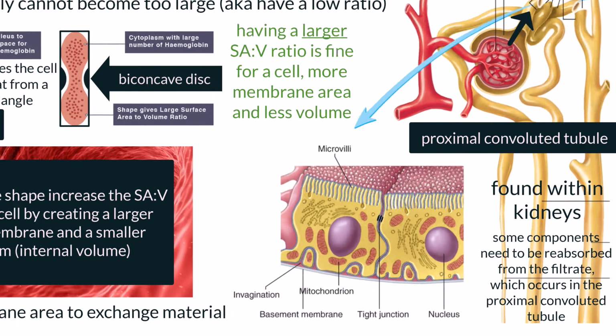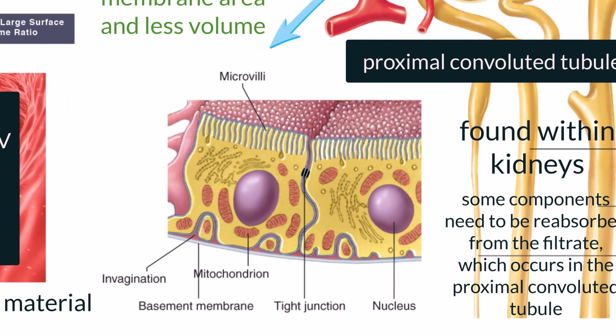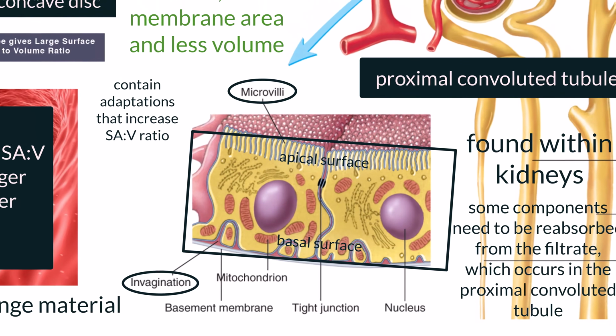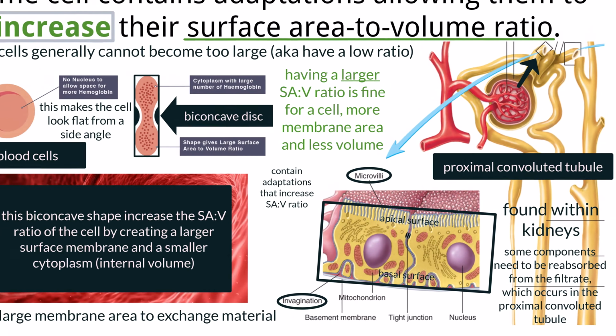The cells that line the proximal convoluted tubule contain adaptations that increase their surface area to volume ratio in order to reabsorb as many nutrients as possible. The layer is 1 cell thick, which supports quick material exchange and contains specialized structures on the apical and basal surfaces. The apical surface, which the filtrate is in contact with, contains microvilli, which are projections that increase the surface area for absorption, and the basal membrane contains infoldings called invaginations that do the same thing, increase the surface area. This ensures that a large number of nutrients can pass through from the filtrate and back into the bloodstream at a high rate.